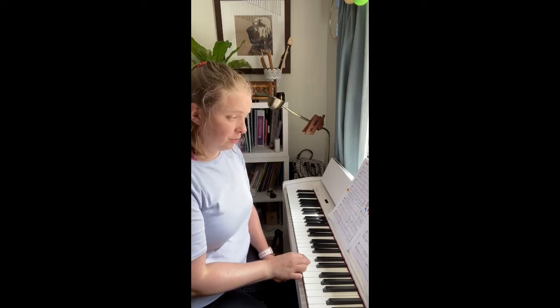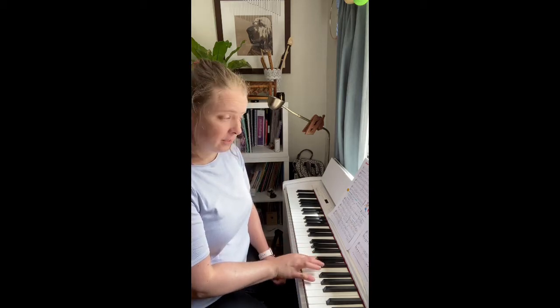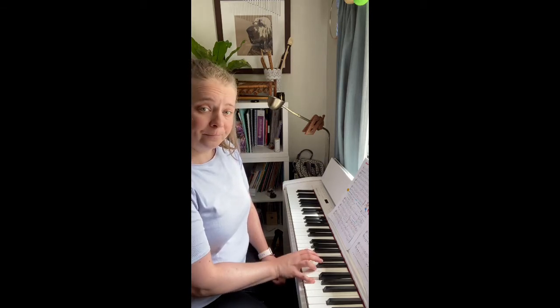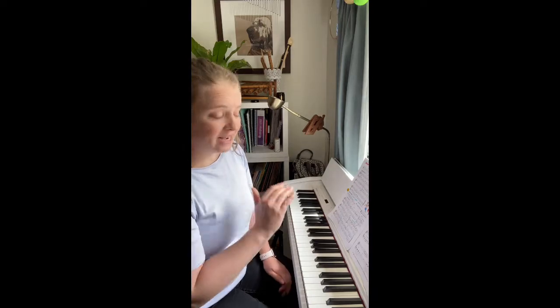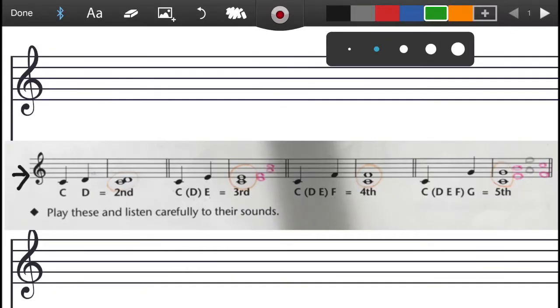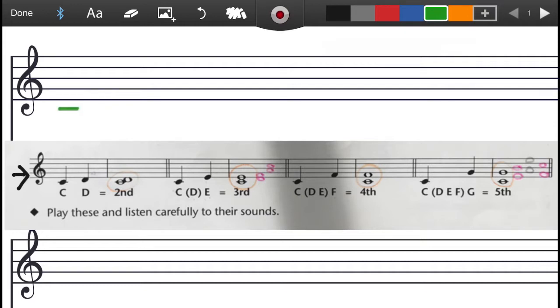So intervals could be a second, a third, a fourth, or a fifth, and there are many others, but those are the ones we're going to concentrate on today. So we're going to look at intervals today. As you can see, we've got a piece of music in front of us, and it's got several different intervals on it. There's a little arrow showing you about that.